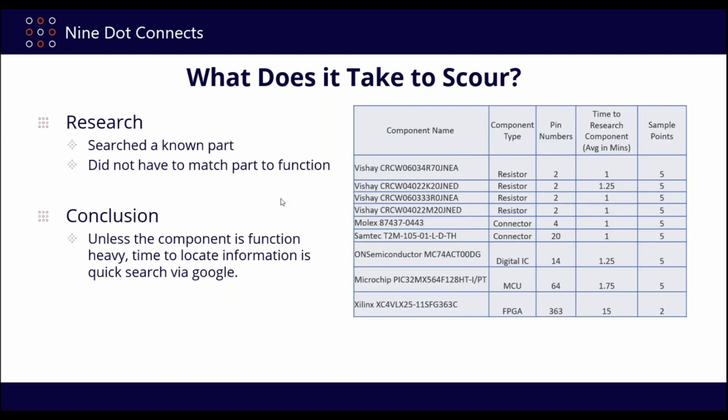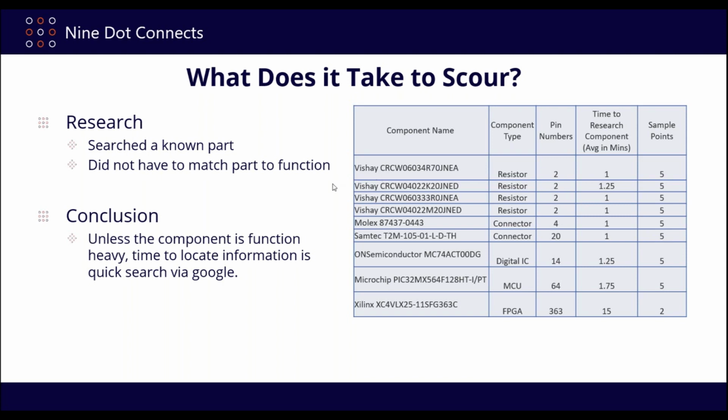Okay. Let me talk about this research part, because this part is actually really, really important. This is where a lot of the issues come in if the data is not correct. So the first part of this is to do the research. We gave them the manufacturer's name and the manufacturer's part number.